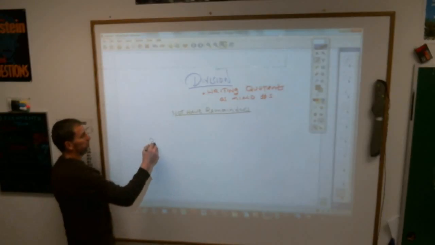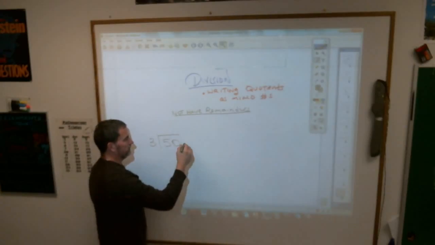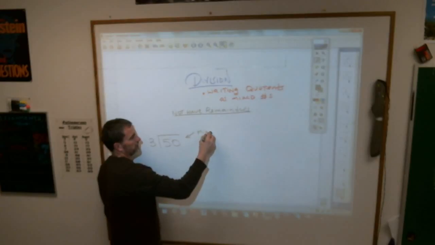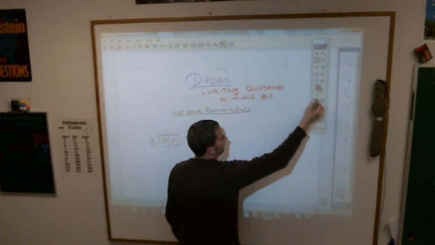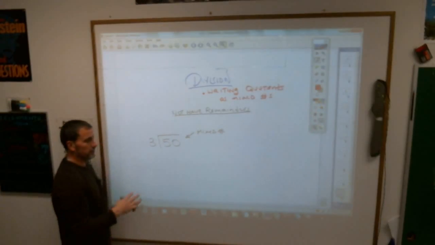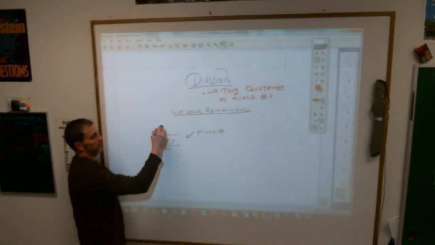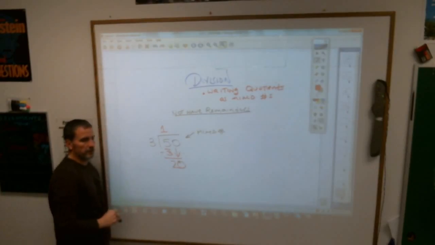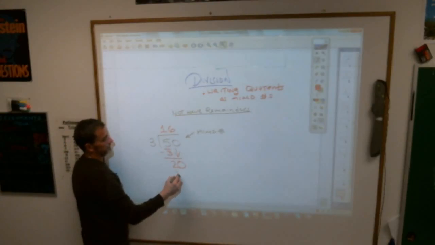If I'm dividing 3 into 50, and I need to write my remainder as a fraction, as a mixed number, how would that look? Well, ladies and gentlemen, you do your normal division until you get to the remainder part, just like normal. How many times does 3 go into 5? Once. Subtract, you get 2, bring down the 0. How many times does 3 go into 20? 6 times, and that's 18.